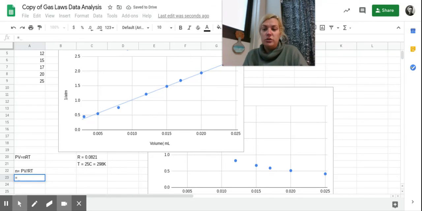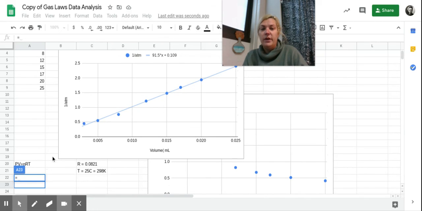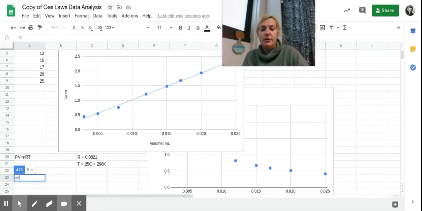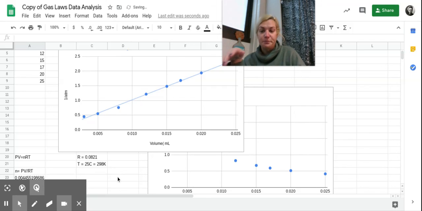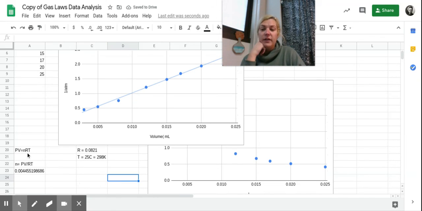So n is equal to our slope, which is, I already forgot it, 0.109, divided by 0.0821 times 298, close the parentheses, equals, okay, that makes much more sense. Based off of the data that we collected, this is telling me that I had 0.00445 moles of air inside of my little syringe. And that makes sense, right? Because there wasn't a lot of space there. So we wouldn't expect to have a ton of air moles.